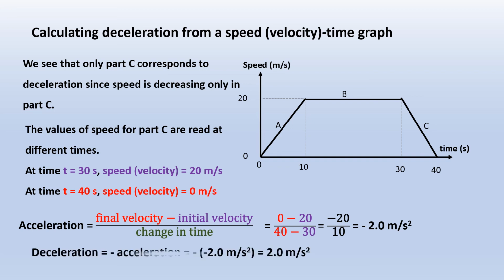We know deceleration is equal to minus acceleration. So here the deceleration is equal to minus of negative 2 meters per second squared, which gives 2 meters per second squared. So the deceleration is 2 meters per second squared.